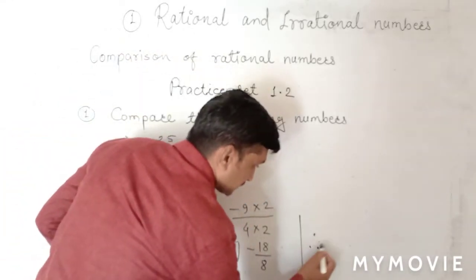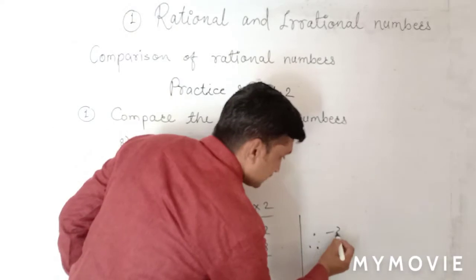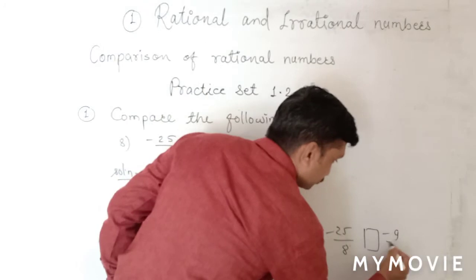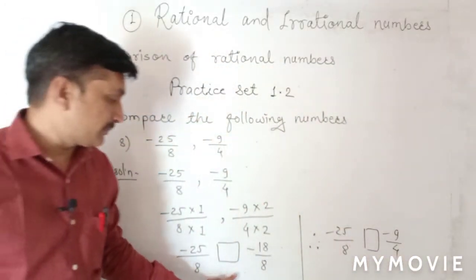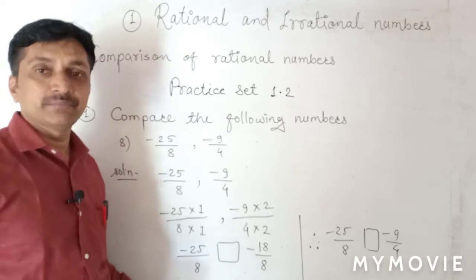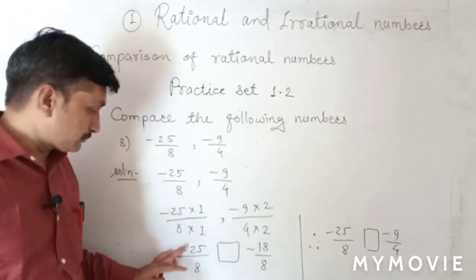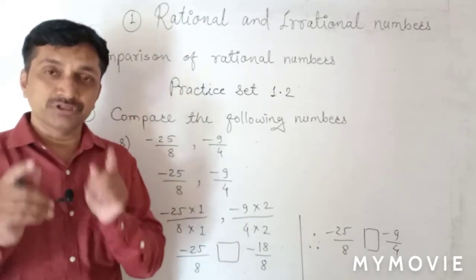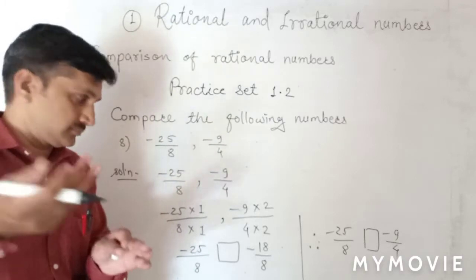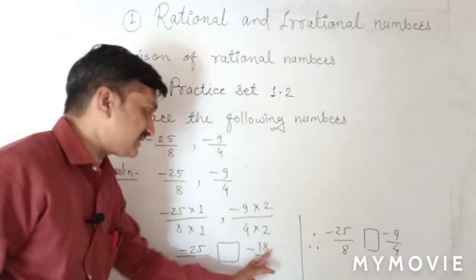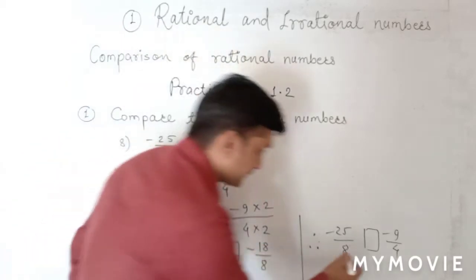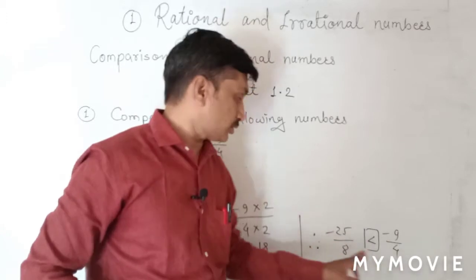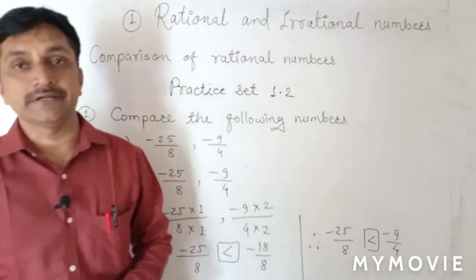And therefore here, now write the original fractions. Minus 25 upon 8. Here we will compare it with minus 9 upon 4. Now comparison here. We got both the denominators same, 8, 8. Compare the numerators directly: minus 25 and here minus 18. Both are negative. If both numbers are negative, the smaller is bigger. Which is smaller? 18. That's why minus 18 is bigger. And you give the same sign here. Therefore, minus 9 upon 4 is greater than minus 25 upon 8.